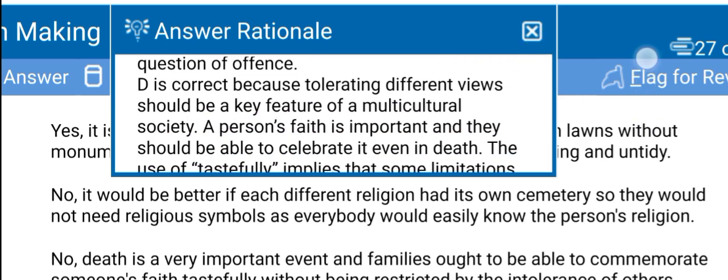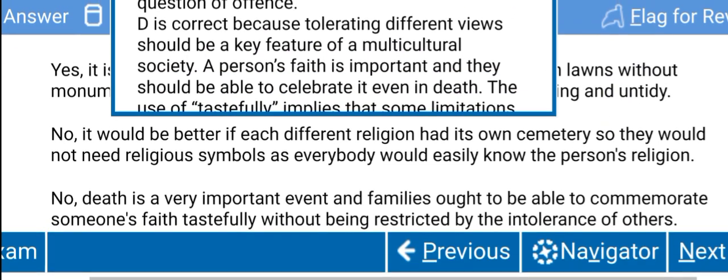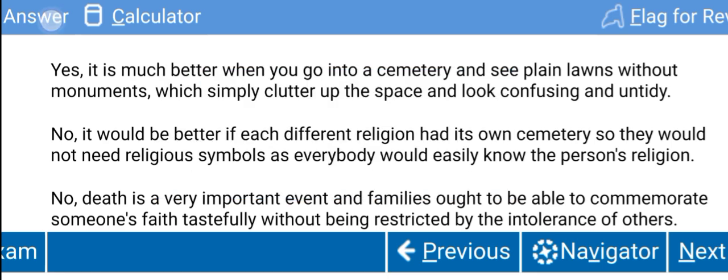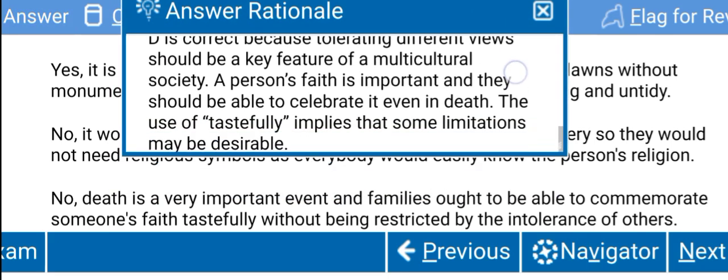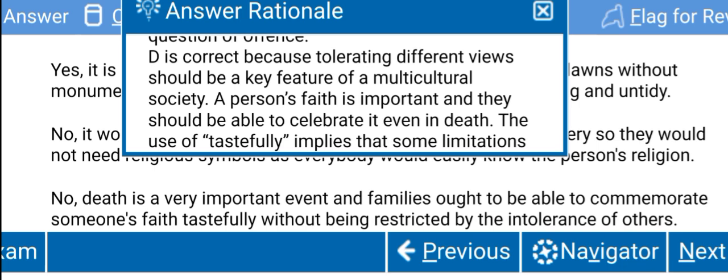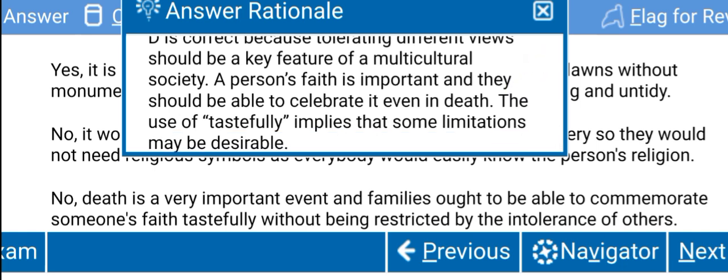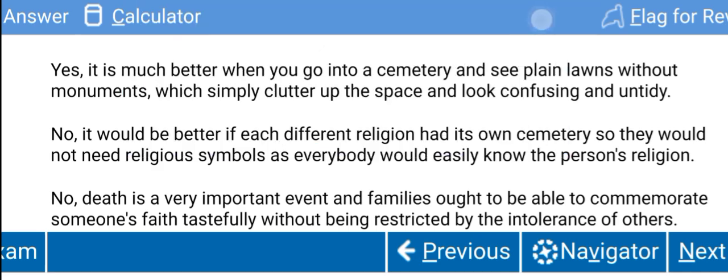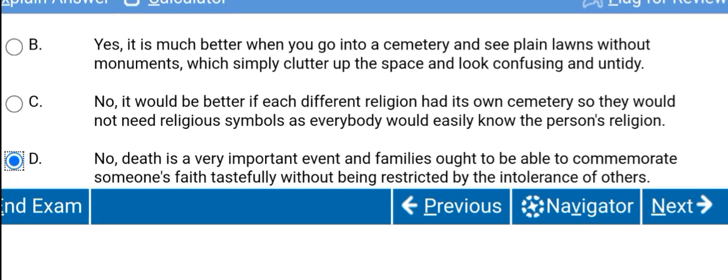Option D is correct because tolerating different views should be a key feature of a multicultural society. A person's faith is important and they should be able to celebrate it even in death. The use of tastefully implies that some limitations may be desirable. So that's why the correct option is option D.